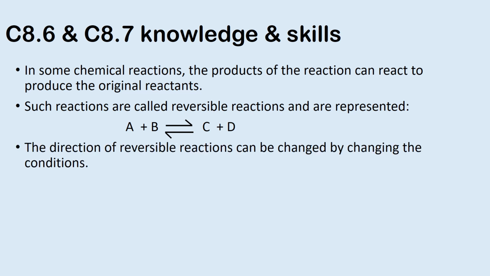Then point number 3, the direction of a reversible reaction can be changed by changing the conditions. So what we mean by that is if you have to heat it in one direction, you cool it in the other way. If you had to add acid in one way, you'd add alkali the other way. If you had to add water in one direction, you would remove water the other way. So essentially, if you change the conditions of that reaction, you'll get either one side or the other.